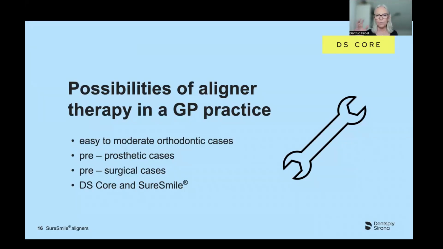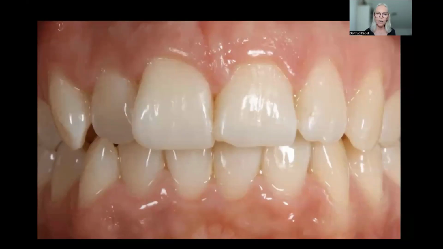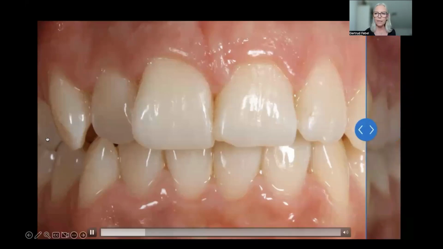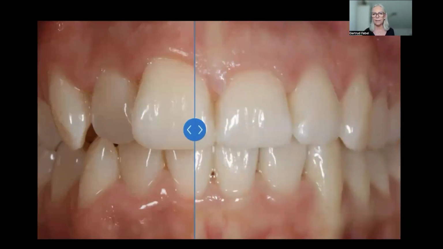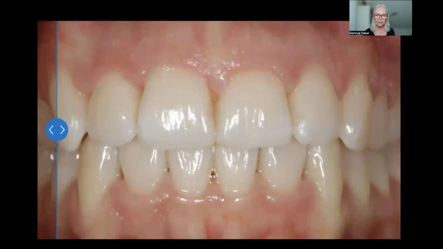Well, coming a little bit closer to the aligner treatment, we have a lot of indications, and we just want to have a closer look at those indications with cases I brought with me, to see what is possible in aligner treatment in a general practitioner practice. So maybe let's start with Christian.